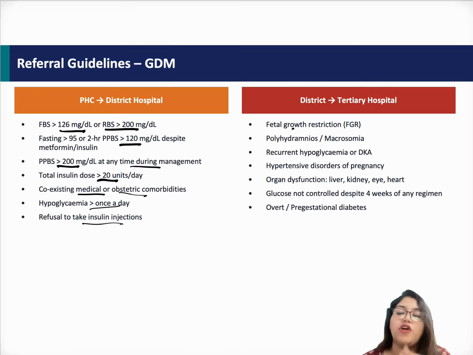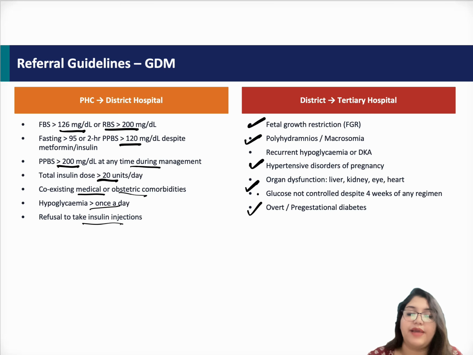If at a district hospital, when do you refer to a tertiary hospital? There is fetal growth restriction, polyhydramnios, macrosomia, recurrent hypoglycemia, hypertensive disorders of pregnancy, organ dysfunction of liver, kidney, eye, heart, glucose not controlled despite 4 weeks on any regimen, overt or pregestational diabetes.